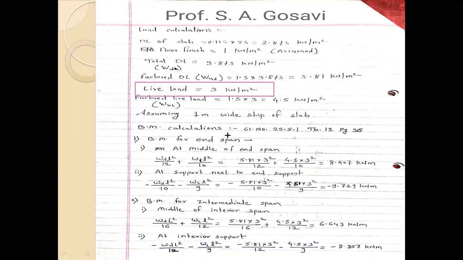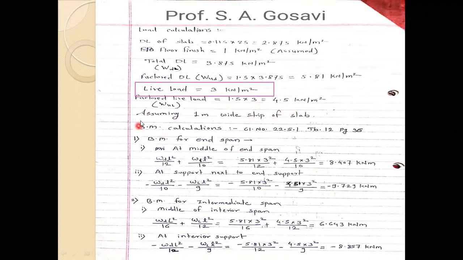Fine. So now again, live load is 3 kilonewton per meter square. Multiply this live load by 1.5, that is the factored live load. It is 1.5 into 3, so it will be 4.5 kilonewton per meter square.